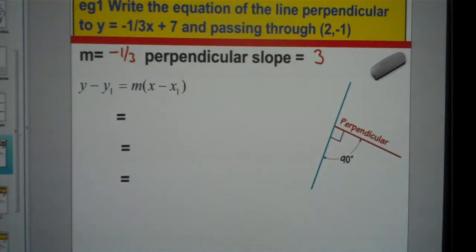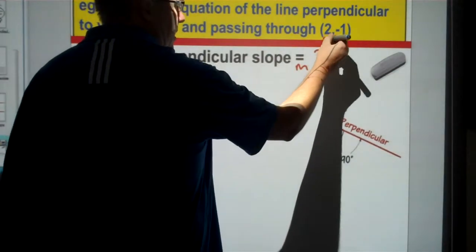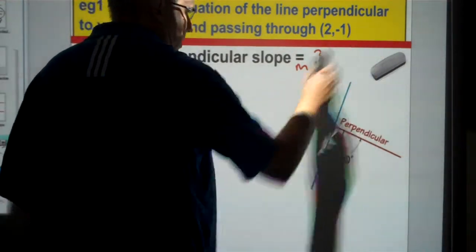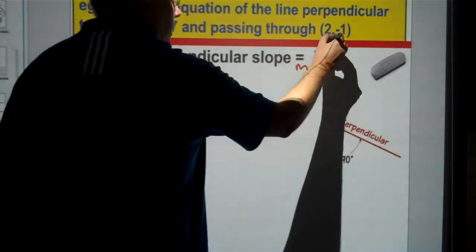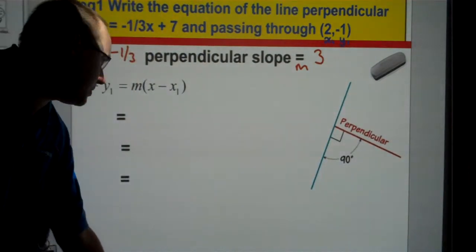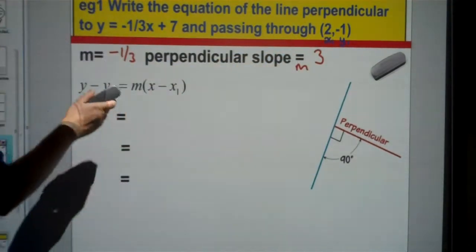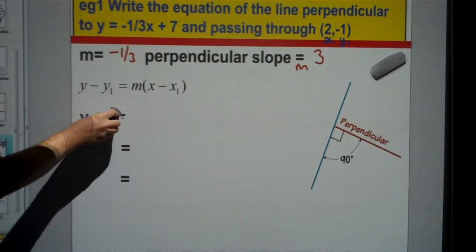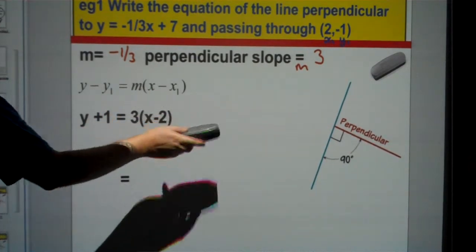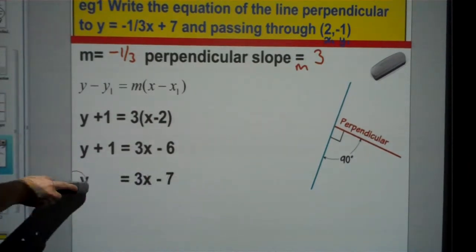And then now we have the same information we had in the last two lessons. We're given a point, and we're given a slope. That's supposed to say x1, y1. And then we can go ahead and start filling in our equation. So y1 is negative 1, so when we subtract a negative, remember that becomes a positive. And the slope was 3, and then the x value was 2. Distribute, and then subtract 1 from both sides.